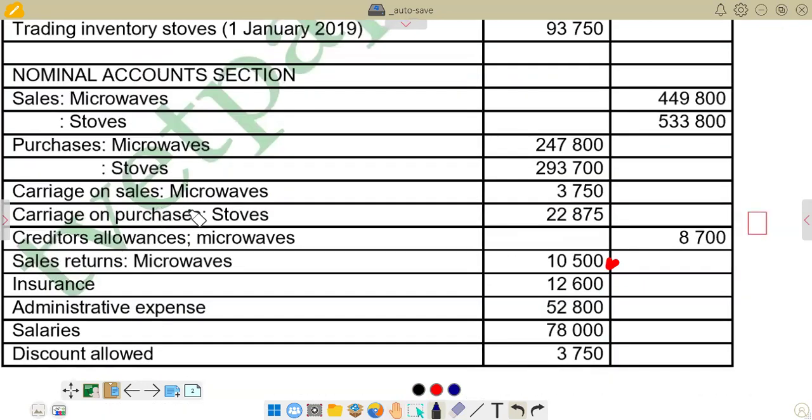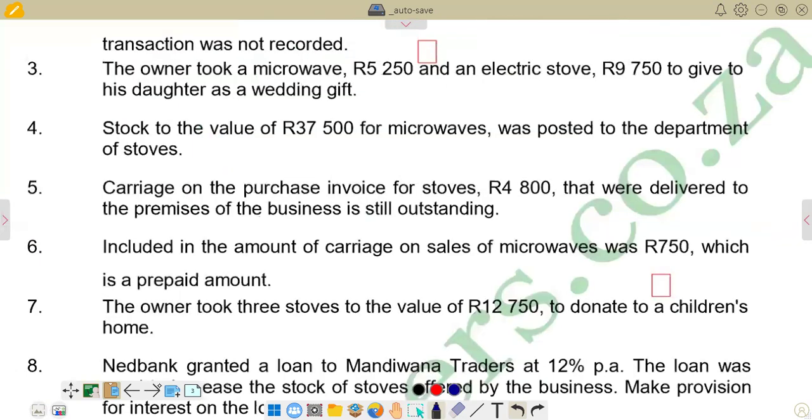So on the next item, let's try to go down and see what we have. Let's try to see if we've got anything that we can include there. We have got insurance, 12,600. But if you go to additional information in terms of allocation of insurance, we've got something there that is explaining about insurance.